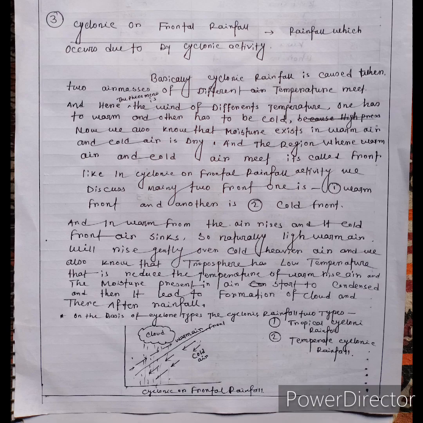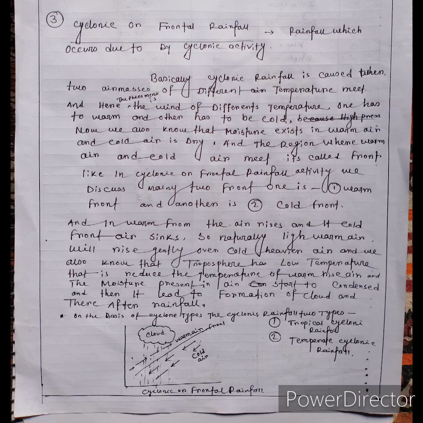So naturally here the light warm air will rise gently over the cold heavier air, and we also know that the troposphere has low temperature, that reduces the temperature of the rising warm air, and the moisture present in the air starts to condense, and then it leads to the formation of cloud, and thereafter rainfall occurs.